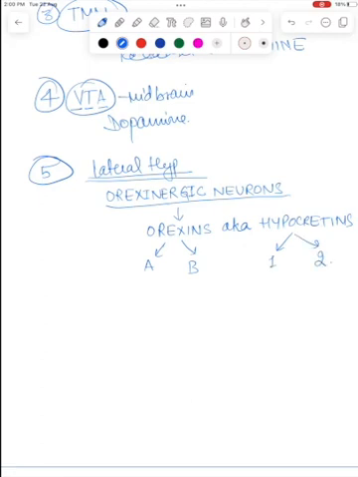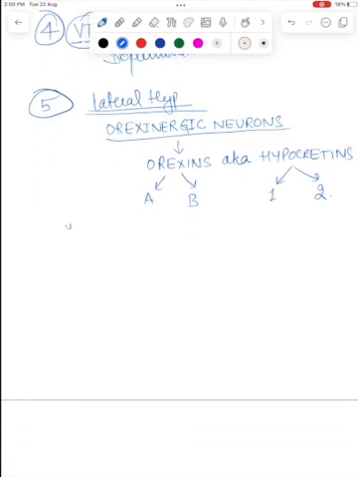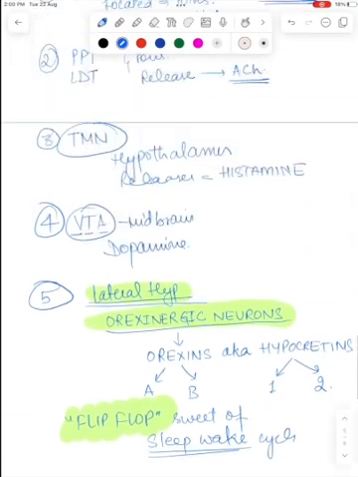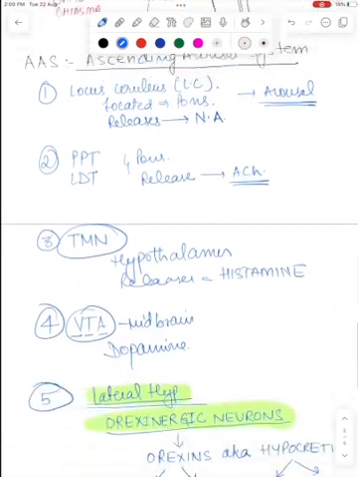Now this is very, very important in the flip-flop switch of the sleep-wake cycle, which I will talk about in just a moment. This flip-flop switch is very, very important, and the orexinergic neurons located in the hypothalamus are responsible for this flip-flop switch between the sleep state and the arousal state. So these are the various nuclei that are part of the ascending arousal system.